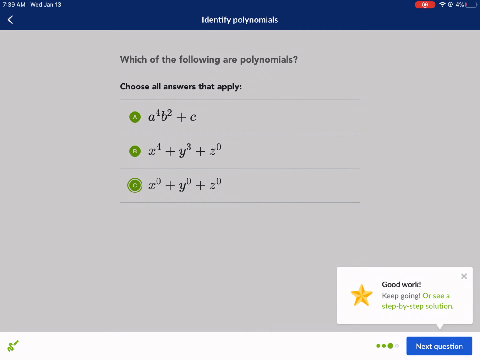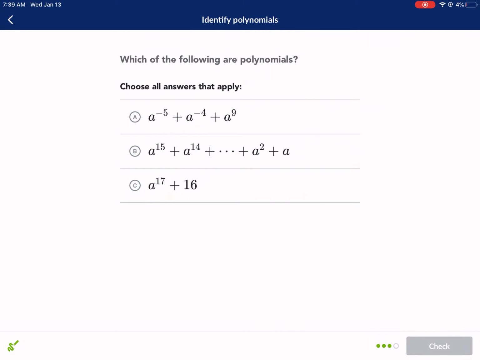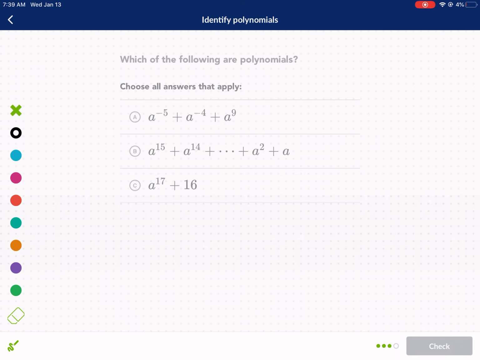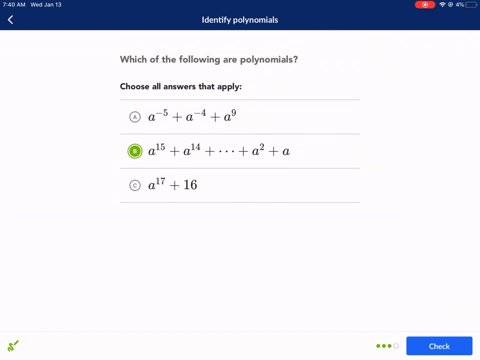All right, last one. Which of the following are polynomials? Very clear here. We have negative exponents, so that's bad. And I think that's the only one. This one has dot, dot, dot. That's fine. It's a polynomial. It doesn't show that it has any negative exponents and no imaginary coefficients. And same thing with C. So it looks like B and C are our two winners.